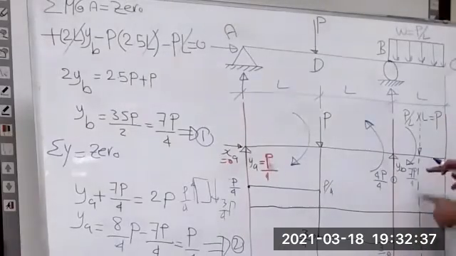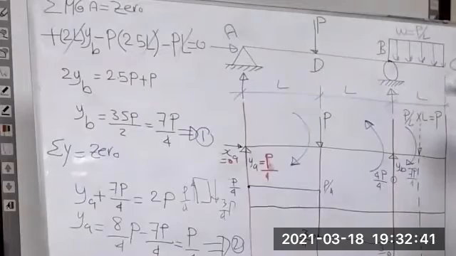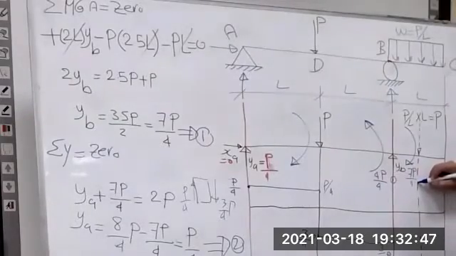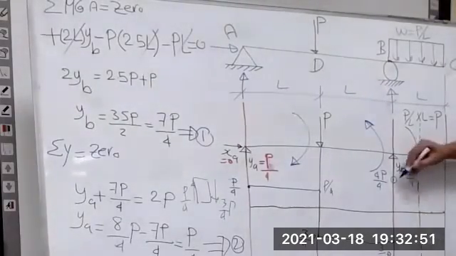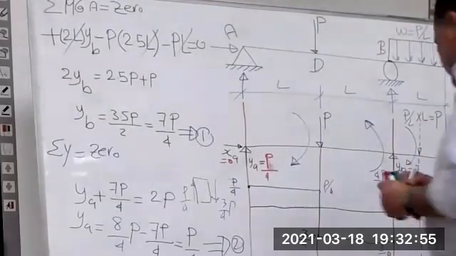Over 4B equals 7. Lower reaction 7.4B, correct? Start again. Start here, B. Start here, 0. And your shear force diagram is beautiful. Okay.